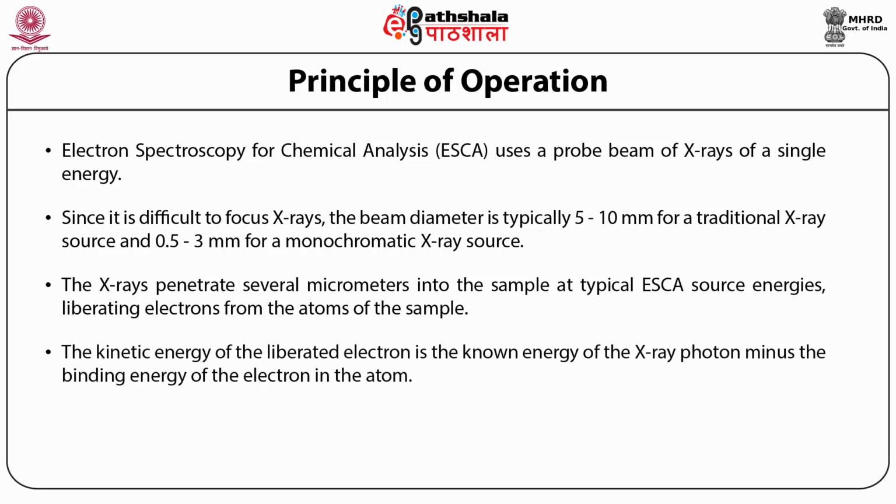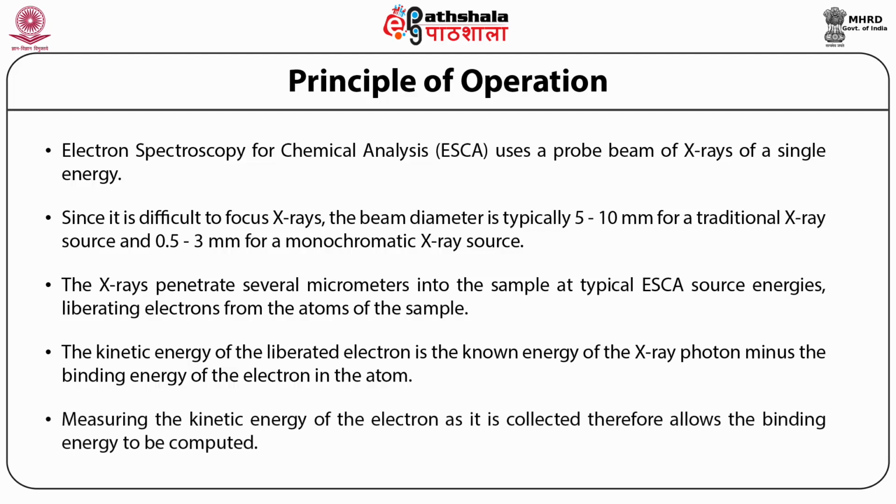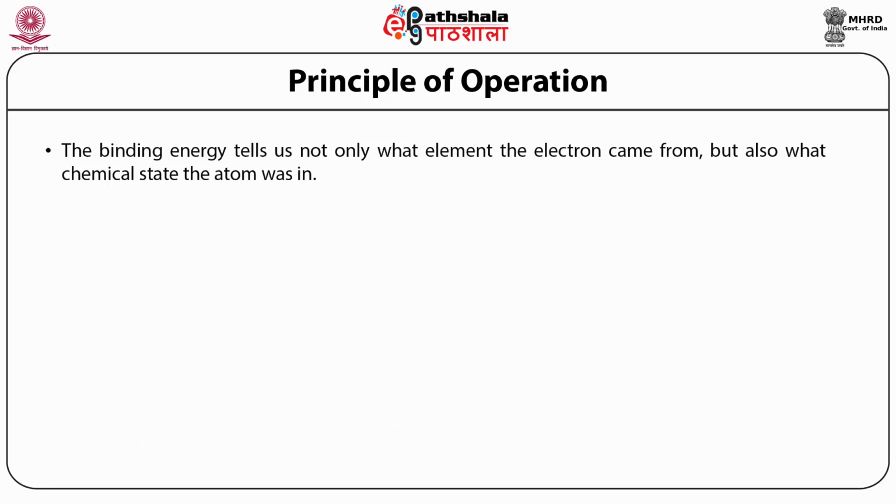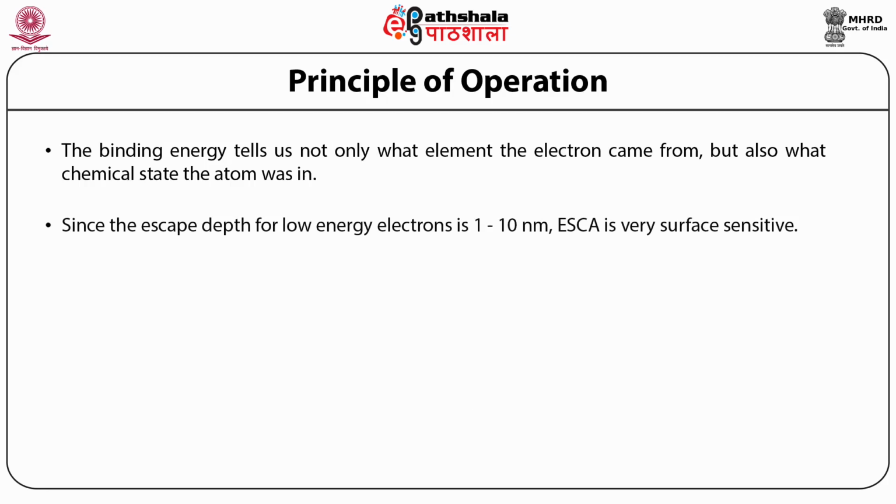The kinetic energy of the liberated electron is the known energy of the X-ray photon minus the binding energy of the electron in the atom. Measuring the kinetic energy of the electron as it is collected therefore allows the binding energy to be computed. The binding energy tells us not only what element the electron came from, but also what chemical state the atom was in.